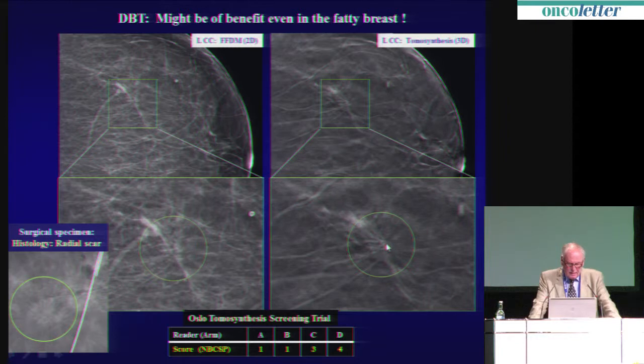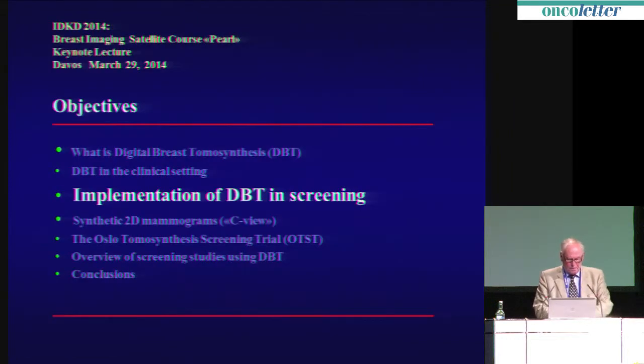This is a radial architectural distortion. We see it clearly on the tomosynthesis. It is very difficult to see on the conventional 2D. I'll show you this case just to remind you, even in fatty breast, occasionally you detect more on tomosynthesis. This was a radial scar, so it was in fact a false positive, but I just show you the lesion to remind you of the superiority of tomosynthesis.